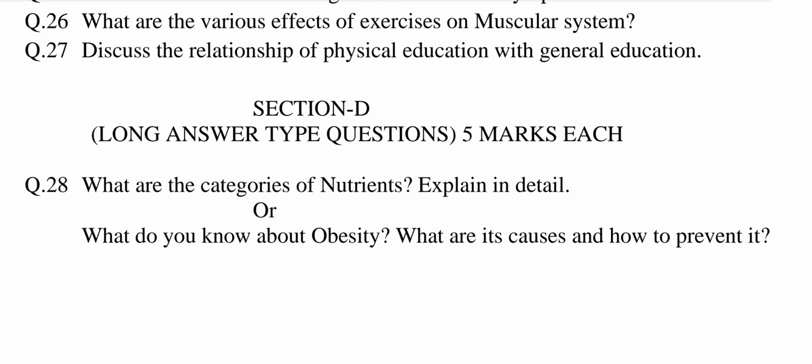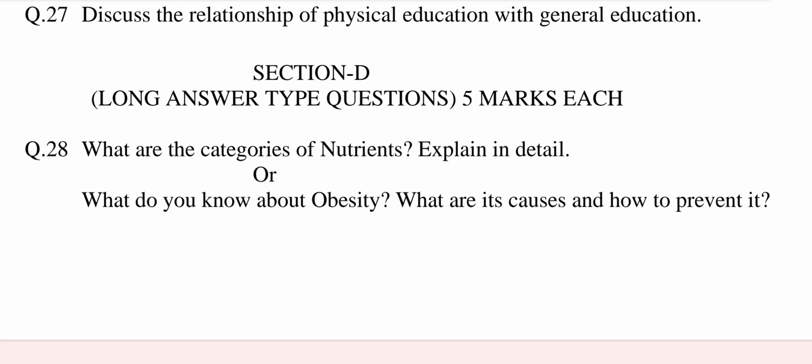Question number 27. Discuss the relationship of physical education with general education. This question is selected from chapter number 1, Concept of Physical Education. The answer may be, physical education is an integral part of the general education which promotes harmonious growth and development. Through vigorous muscular activity, a person modifies his behavior. A person becomes physically, mentally, socially, and emotionally adjusted to the society. A person improves and strengthens his body.